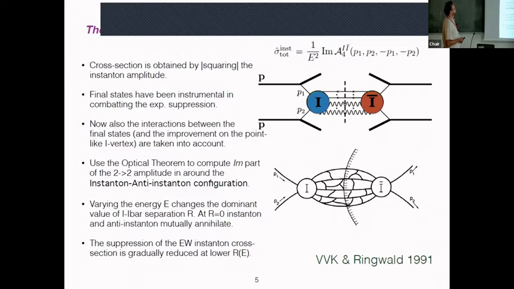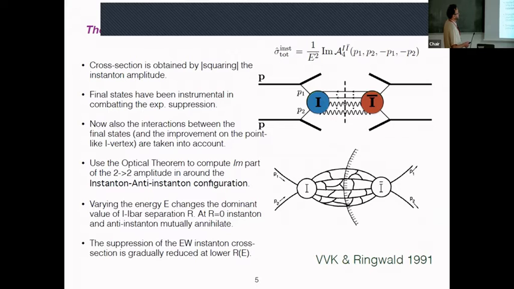Instead of computing the scattering amplitude, 2 to n scattering amplitudes, and then squaring it, I will apply the optical theorem and look for an imaginary part of a forward elastic scattering amplitude dominated on the instanton anti-instanton background, like the picture shown here, right? So the actual 4-point amplitude, which I'm going to cut, that is take the imaginary part, would be computed on the instanton anti-instanton background.